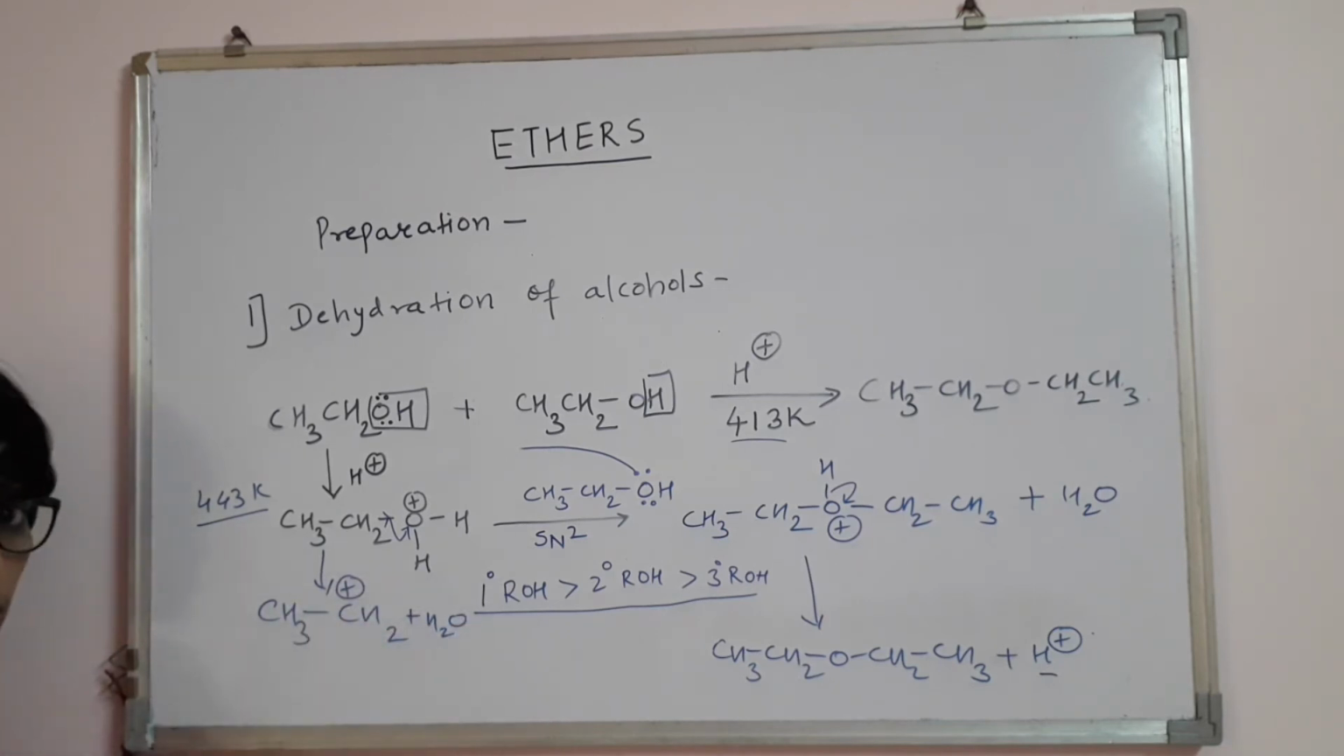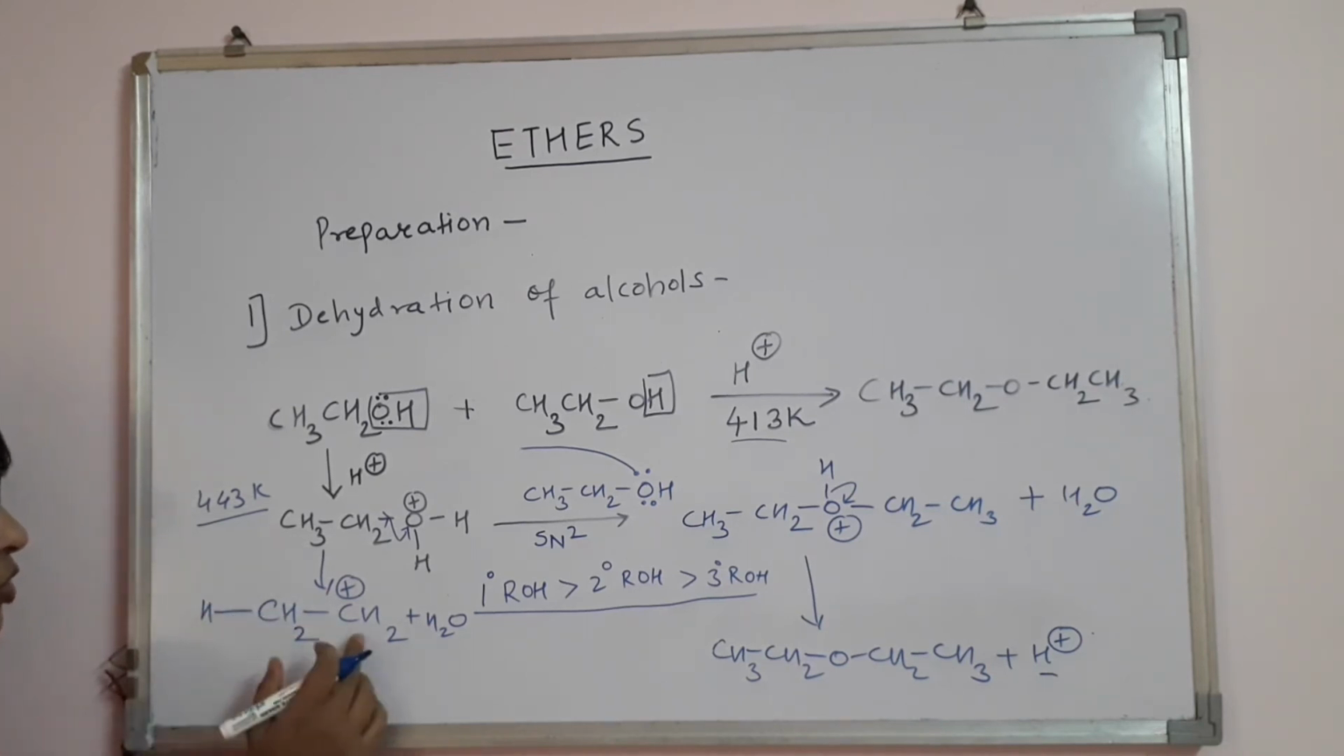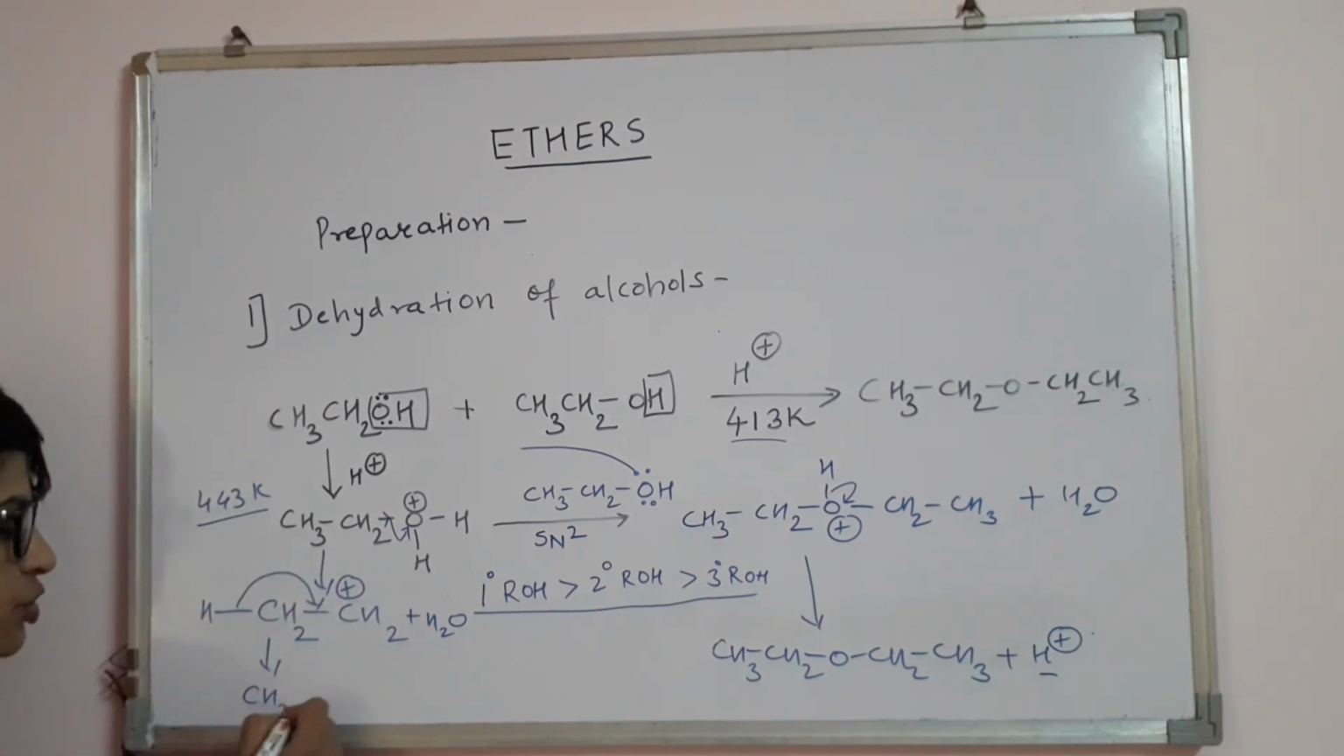Now definitely this carbocation is not very stable, so it will try to stabilize itself by losing a proton from the neighboring carbon atom. From the neighboring carbon atom you are going to remove the proton and get CH2=CH2, that is an alkene, plus the proton comes out. Now which proton is this? This is the same proton which we had used in the first step.